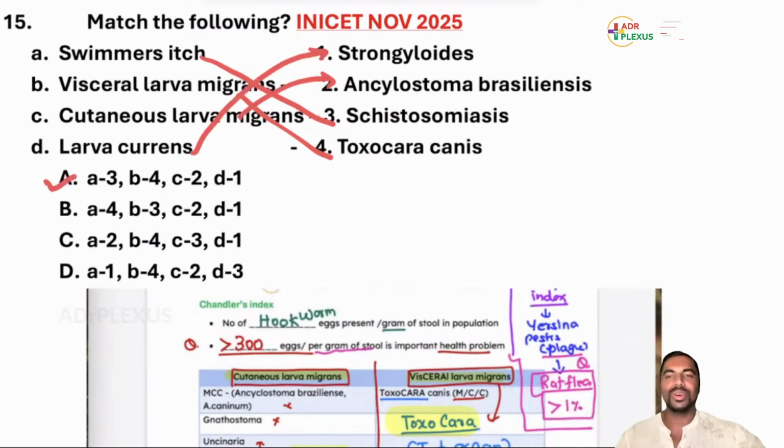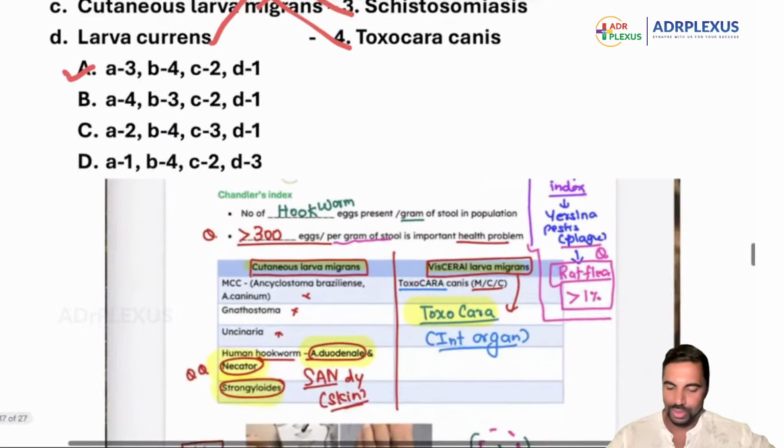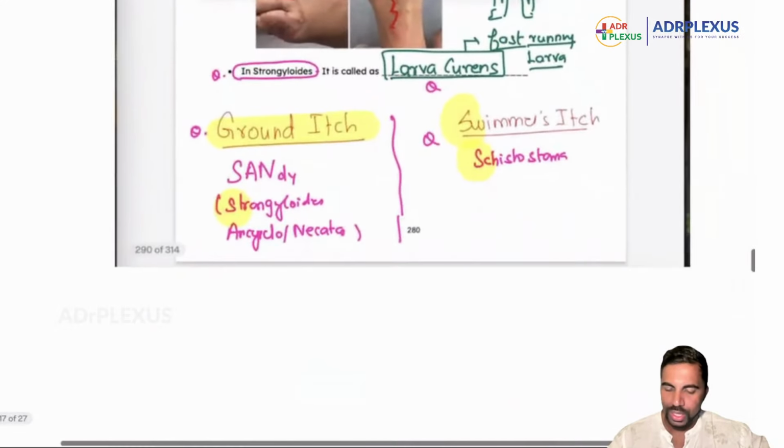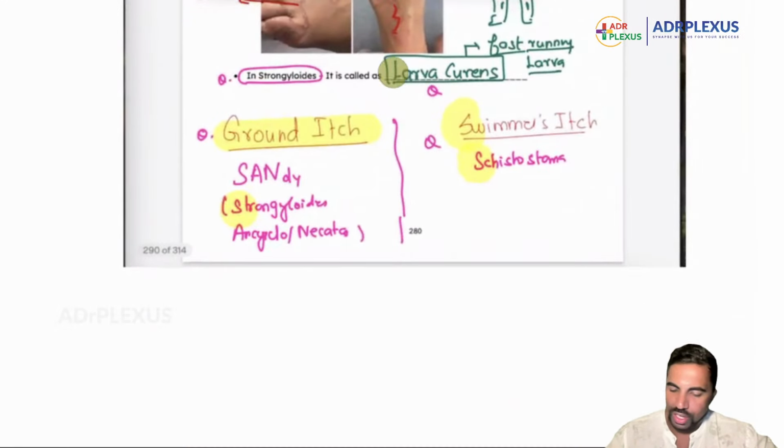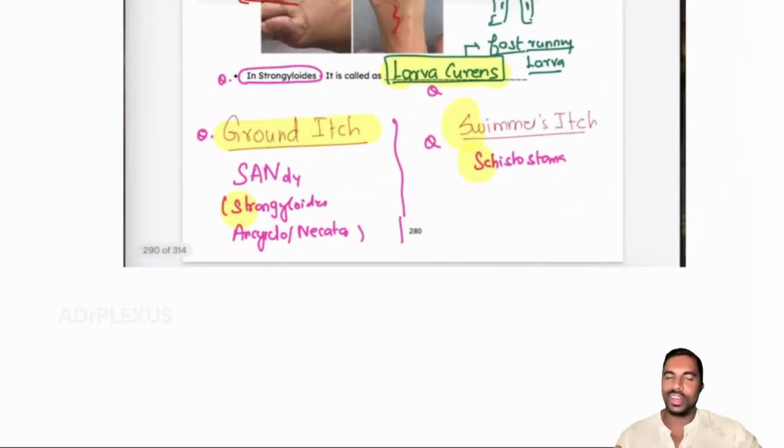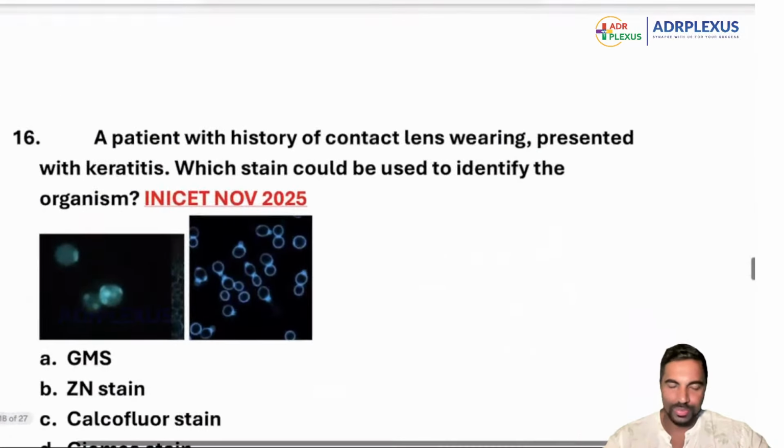Very simple. Everything was there, right? So it was an easy question. Larva currens is there also. You can see larva currens, females are strong, like a current, I told. So strong females, finished. So very good, that also was there directly.